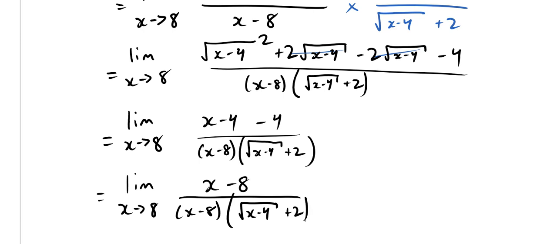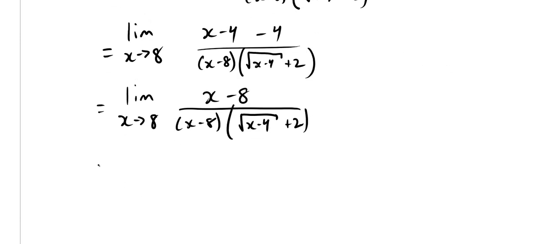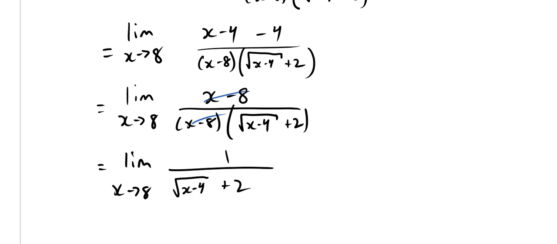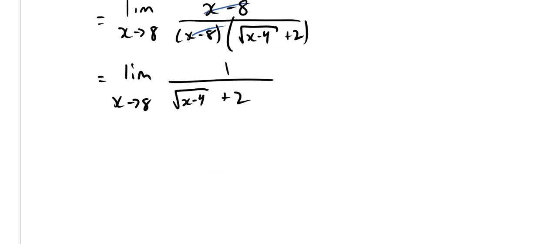And all of this is because we can't divide by 0. We can't do 0 over 0. So here's where we're like tricking math, like, look over there. No, I didn't do anything. And now we can. 1 over the square root of x minus 4 plus 2. I'm innocent. I didn't do anything.